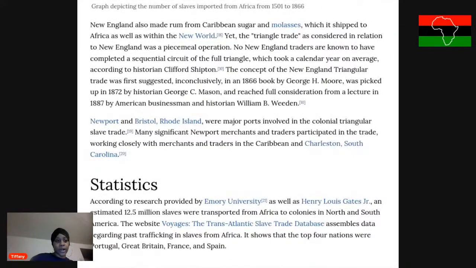The concept of New England triangular trade was first suggested inconclusively in an 1866 book by George H. Moore, and was picked up in 1872 by George C. Mason, and reached full consideration from a lecture in 1887 by American businessman and historian William B. Weeden. Newport and Bristol, Rhode Island, were major ports involved in the colonial triangular slave trade. Many significant Newport merchants and traders participated in the trade, worked closely with merchants and traders in the Caribbean and Charleston, South Carolina. All right.